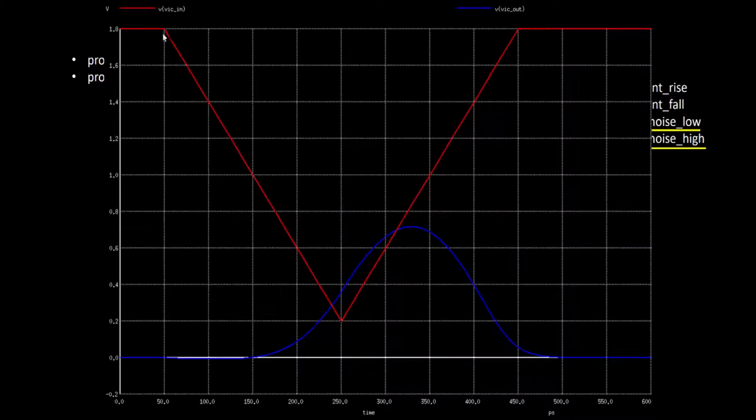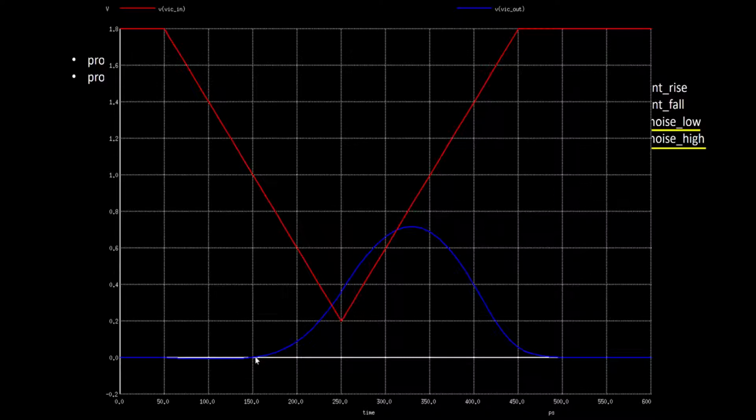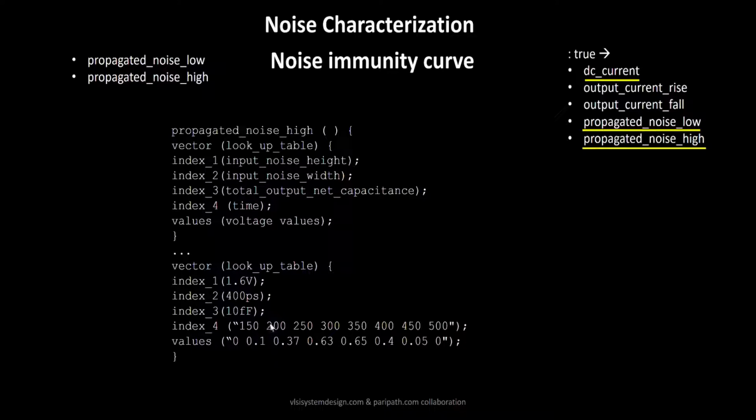So if you see over here, from this point we increase the input noise height. So it's 50, 100, 150, 200, 250, 300, 350, 400 and 450. So we characterize this, or we create this noise bump, for these kinds of values. Let's say we'll start with 150, because your output actually starts to increase from 150. So let's start with 150, and we'll go on increasing 50 picosecond every time. So it's 150, 200, 250 and so on.